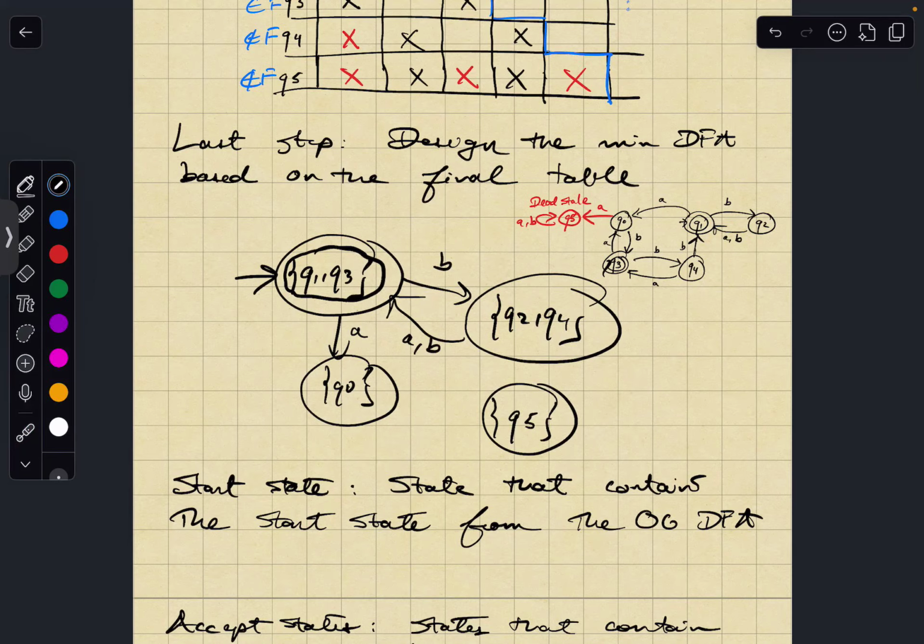Then for Q0, if I read an A, I go to Q5. And if I read a B, I go to Q3. So in other words, in my minimal DFA, I go to the set of states that contains Q3. And for Q5, well, this is a dead state, so it remains a dead state. Okay. And so now this is my minimal DFA. So now I think I can take questions.